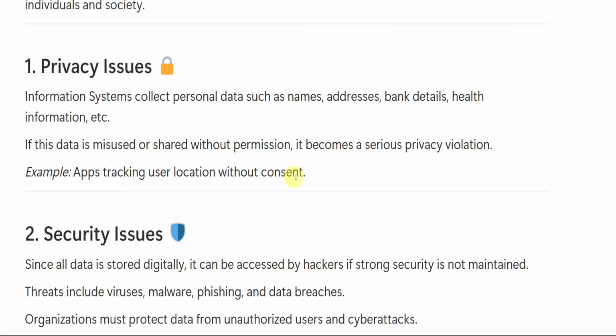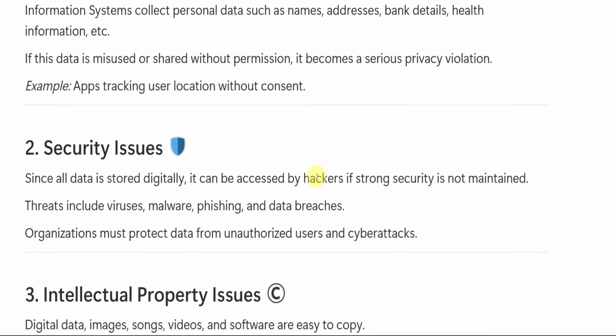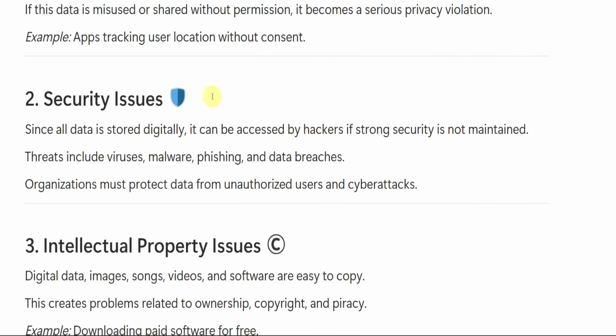Like apps tracking your location without consent, without your permission, also without you enabling the map location. If that app is using your location, that is wrong, right? So that is what a privacy issue is.